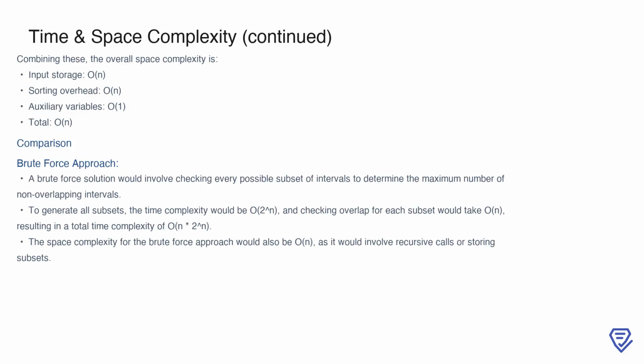To put this into perspective, consider the brute force approach. A brute force solution would involve generating all possible subsets of intervals to find the maximum number of non-overlapping intervals. This would have a time complexity of O(n * 2^n), as generating subsets takes O(2^n) and checking overlaps for each subset takes O(n). The space complexity for such an approach would also be O(n), due to recursive calls or storing subsets, making it highly inefficient compared to the optimized solution.